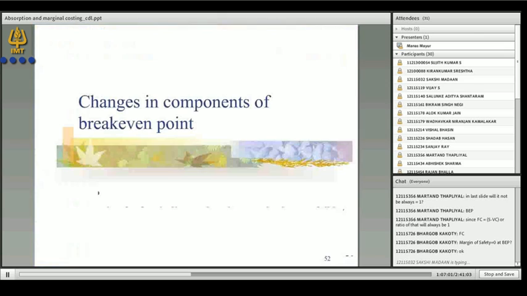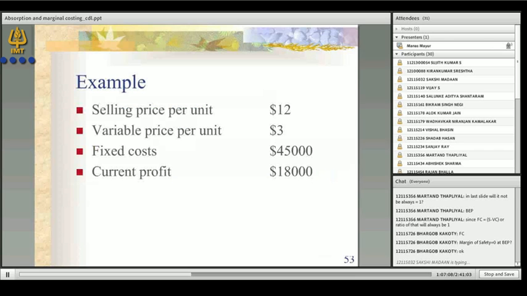So let us see how, if we change some components of break-even, how other components will be changed. Now if you'll see here, selling price per unit is $12, variable price per unit is $3, fixed cost is $45,000, and current profit is $18,000.